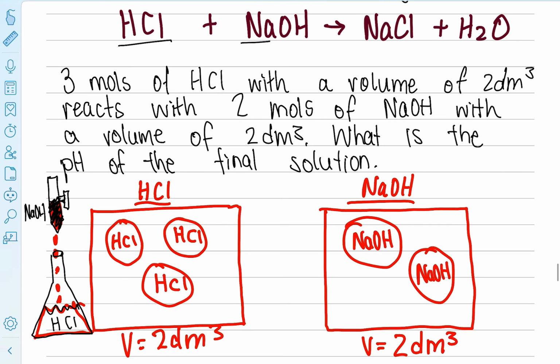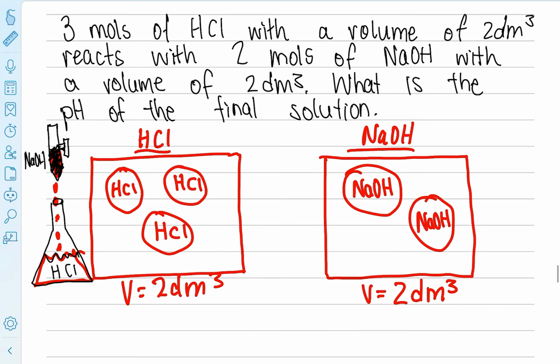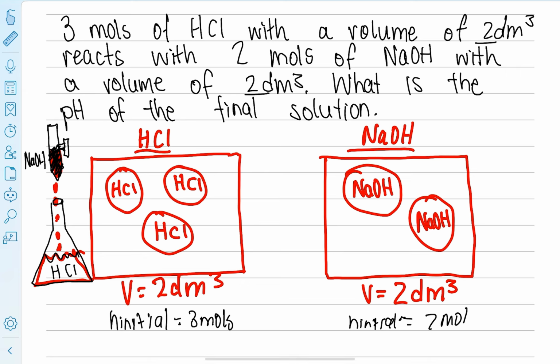So here we've got an example. Hydrochloric acid reacts with sodium hydroxide, forms a salt and water. Now they give us information here. They tell us that initially, and emphasis on initially, you've got 3 moles, and I want to write this down. Initially you've got 3 moles of hydrochloric acid, and initially you've got 2 moles of sodium hydroxide. And they also tell you the volume. You've got a volume of 2 of hydrochloric acid and a volume of 2 of sodium hydroxide.